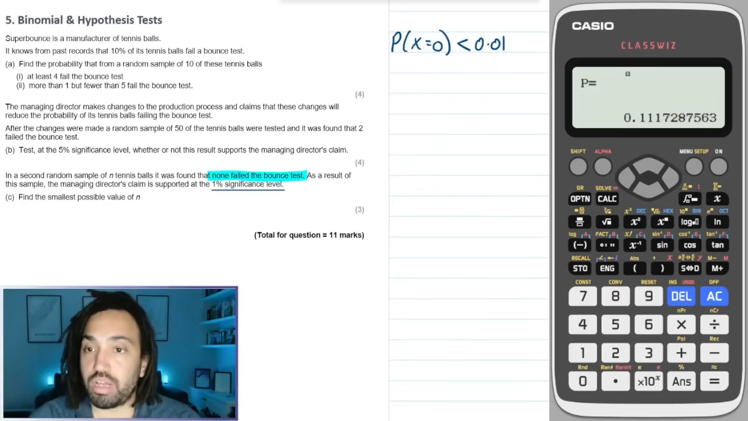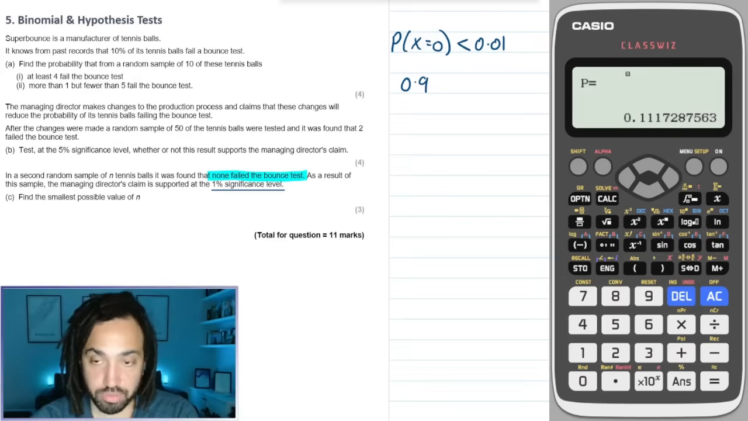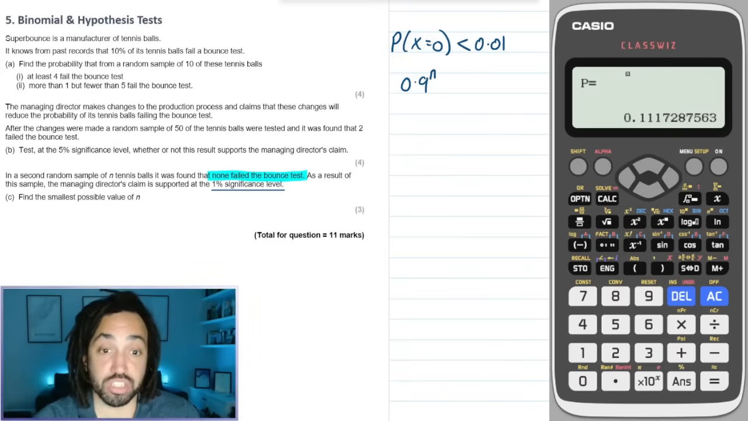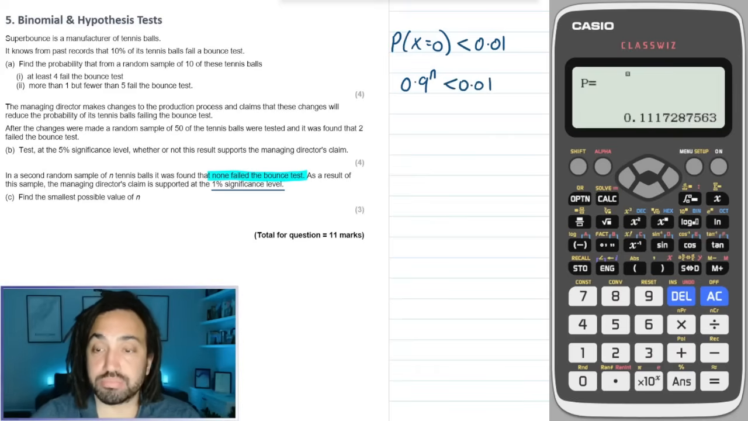Okay, now what happens if none of them fail? It means that all of them passed, so every single one would have passed. So we'll be doing 0.9 times 0.9 times 0.9, however many times is however big the sample is. So that is n, so 0.9 to the power of n is less than 0.01.